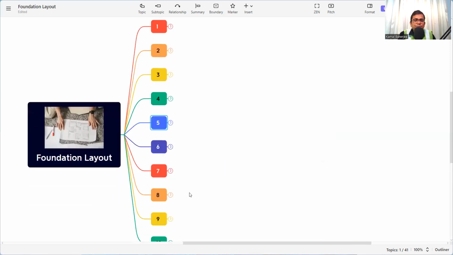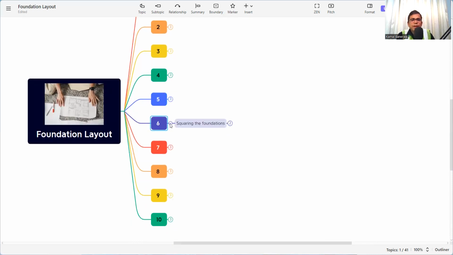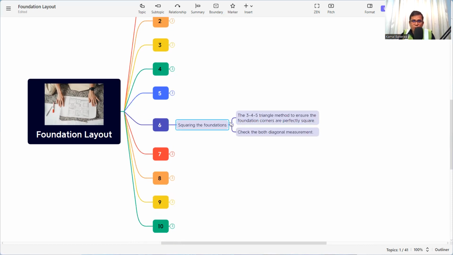The next is squaring the foundation. Now we have marked the four corners, and we need to know whether the foundation is in a square position. How do we check this? We all know the old method, the 3-4-5 method. Using the 3-4-5 method, we can ensure that the layout is done as per the requirement, that it is a right angle, or we can check both diagonals. If the diagonals are okay, that means it is a right angle, so our layout has been done properly.